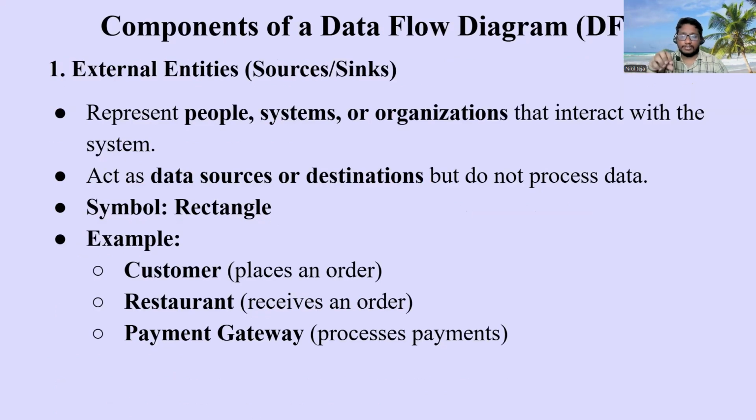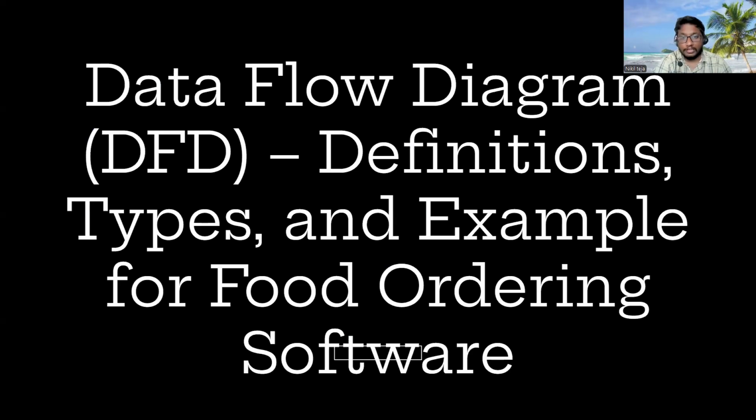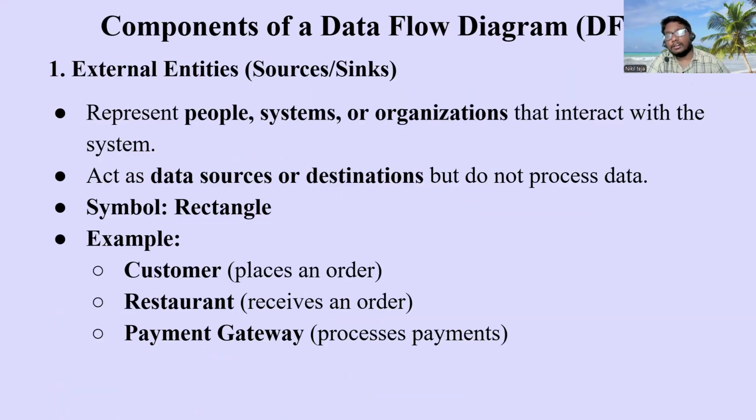For example, we are taking an example of food ordering software. As a customer, I am one external entity. As a delivery partner, you are one external entity. As a restaurant, you are one external entity. As a payment gateway, it is also one external entity. So those are the people, systems, or organizations that will be interacting with the actual system.